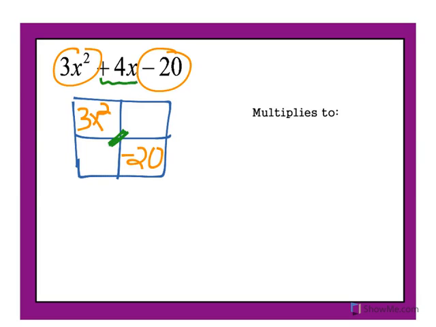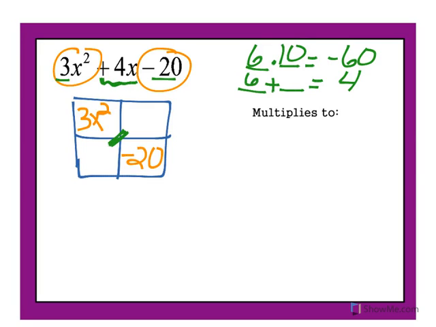to the 4x. So I need two numbers that multiply to a times c, which is 3 times negative 20, which is negative 60. Those same two numbers must add to b, which is 4. So I've got to think of numbers that multiply to 60. I'm thinking 6 and 10, but let's see if I can make that work. In order to add to a positive 4, the 6 would have to be negative. Well, that works. Negative 6 times 10 is negative 60. Negative 6 plus 10 is positive 4. So I just found a negative 6 and a positive 10.